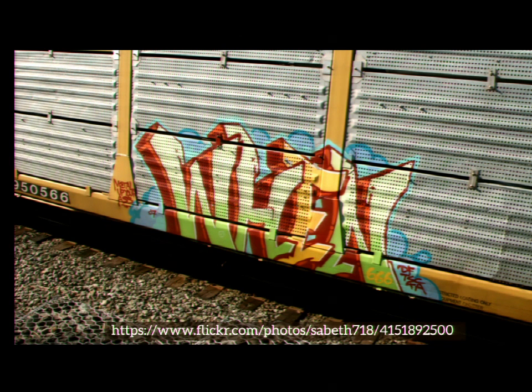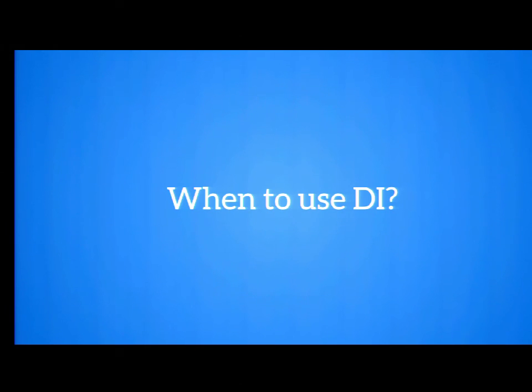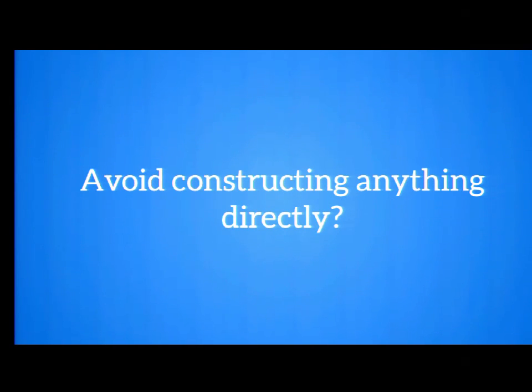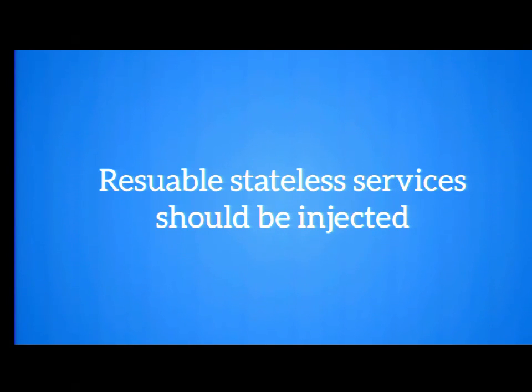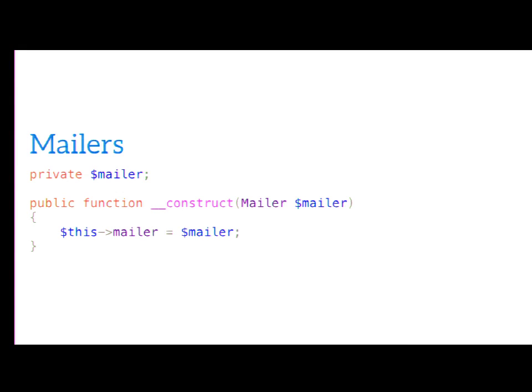Okay, so when do we actually use dependency injection in this sort of way? Should we use it for everything, avoid constructing anything directly, ever seeing the new keyword, and just put everything together in this way? Well, it's good for these reusable, stateless services. So with an emailer, it makes sense to pass it in because we can use that over and over again. Once it's set up, we can send as many emails as we want, and it's not going to make any difference each time. It'll behave the same. There are no side effects of using it.